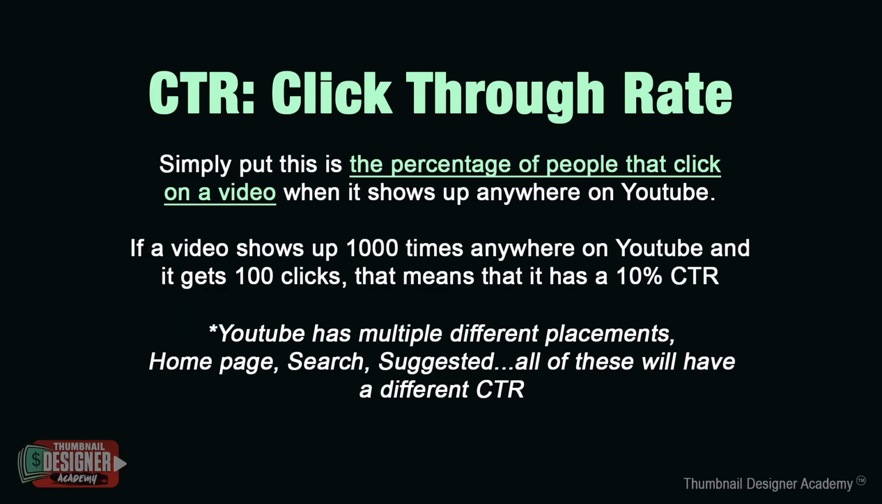Click-through rate depends on the topic, it depends on the title, it depends on the audience that video is targeting, and on many other things. And it also depends on the placement, because YouTube has multiple different placements. Placements are simply all the different places that the thumbnail can show up. So there is the homepage, there is search, there is the suggested sidebar, and many other placements. And on all of these, the thumbnail will get a different click-through rate for the same exact video.